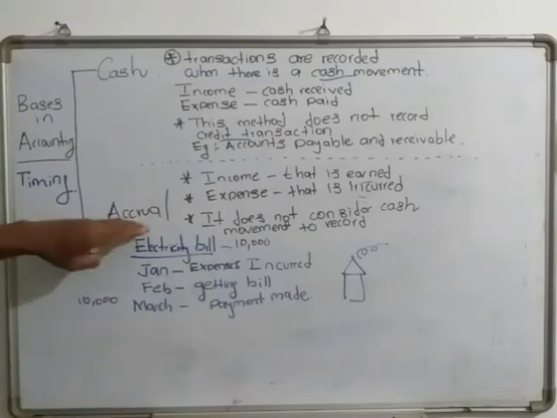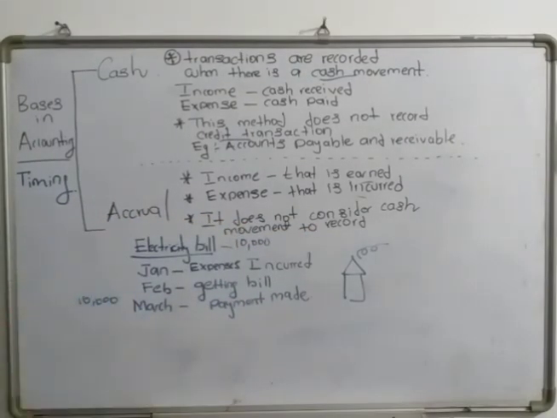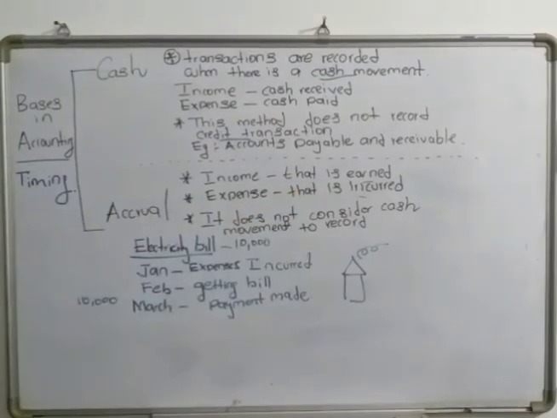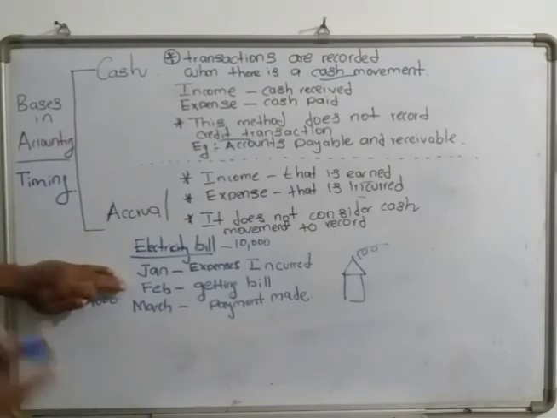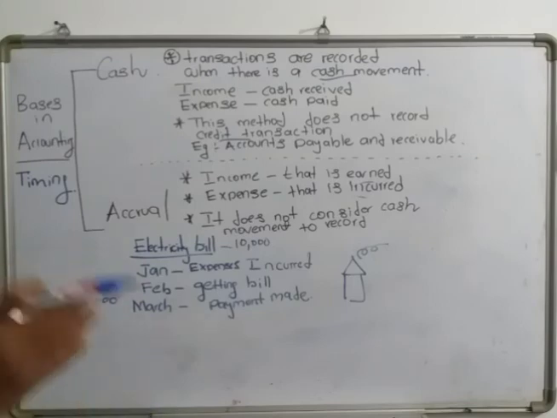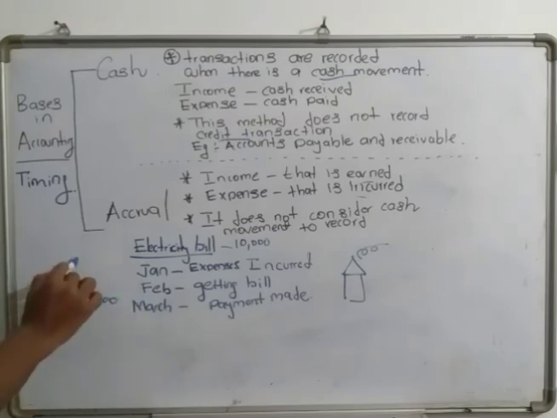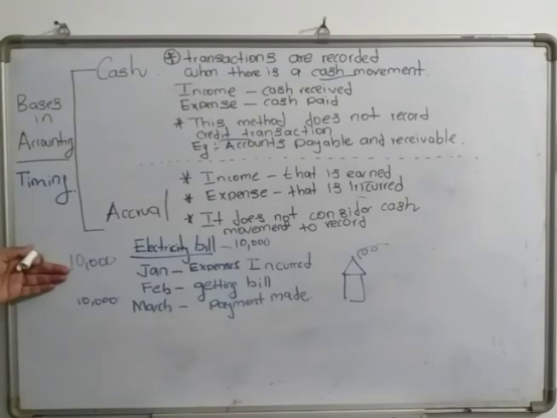Under accrual basis, it doesn't consider cash movement to record. Under accrual basis, expense is recorded when it is incurred. You will see which month the electricity bill belongs to. That electricity bill belongs to the month of January. So that expense is incurred in the month of January. So you will pass a double entry in the month of January. You will say electricity expenses debit 10,000, electricity payable, or account payable, credit 10,000. You will record in the month of January under accrual basis.